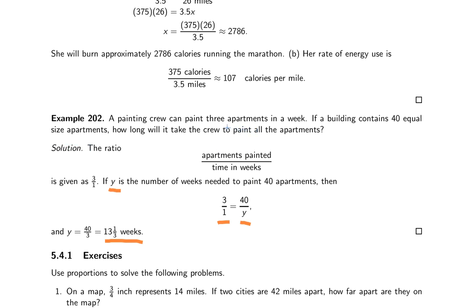They can do three apartments in 1 week. So one apartment takes 1/3 of a week. 40 apartments takes 40 thirds of a week. 40 times 1 over 3. Yep, 13 1/3.